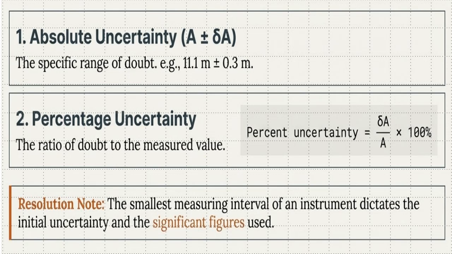This ratio helps put the uncertainty in context relative to the size of the measurement. It's also important to remember that the smallest division on the measuring instrument sets the baseline for this uncertainty and influences how many significant figures we report in our results. This ensures our measurements are both accurate and meaningful.